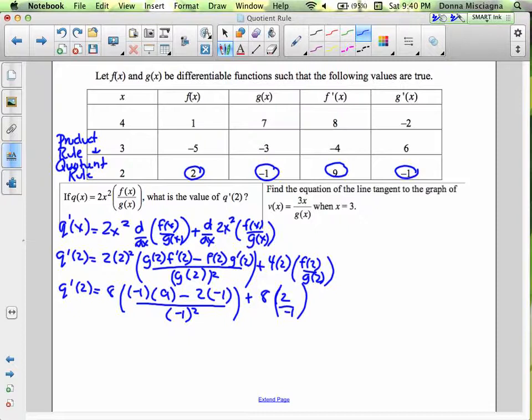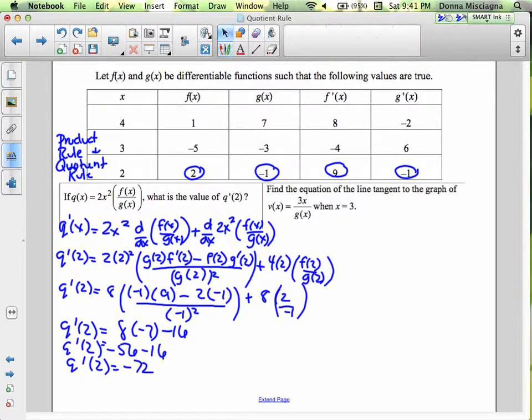All right, all I got to do is simplify. We're almost done. So q prime of 2, and all this takes is just knowing the rules for product rule, quotient rule. So 8 times negative 9 plus 2. Negative 9 plus 2 would be a negative 7, and then divided by 1, so it's just a negative 7. And then 8 times negative 2 is going to be a negative 16. So that's going to be negative 56 minus 16. It's going to be negative 72. So q prime of 2 is negative 72. There we go. That one's done.